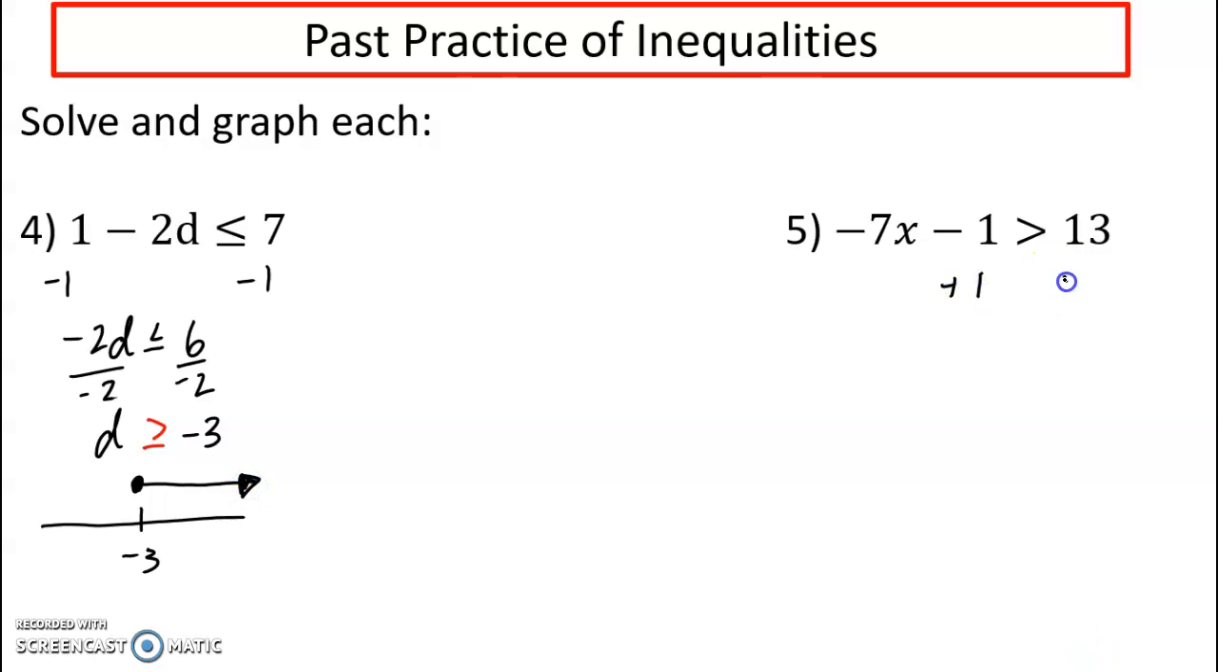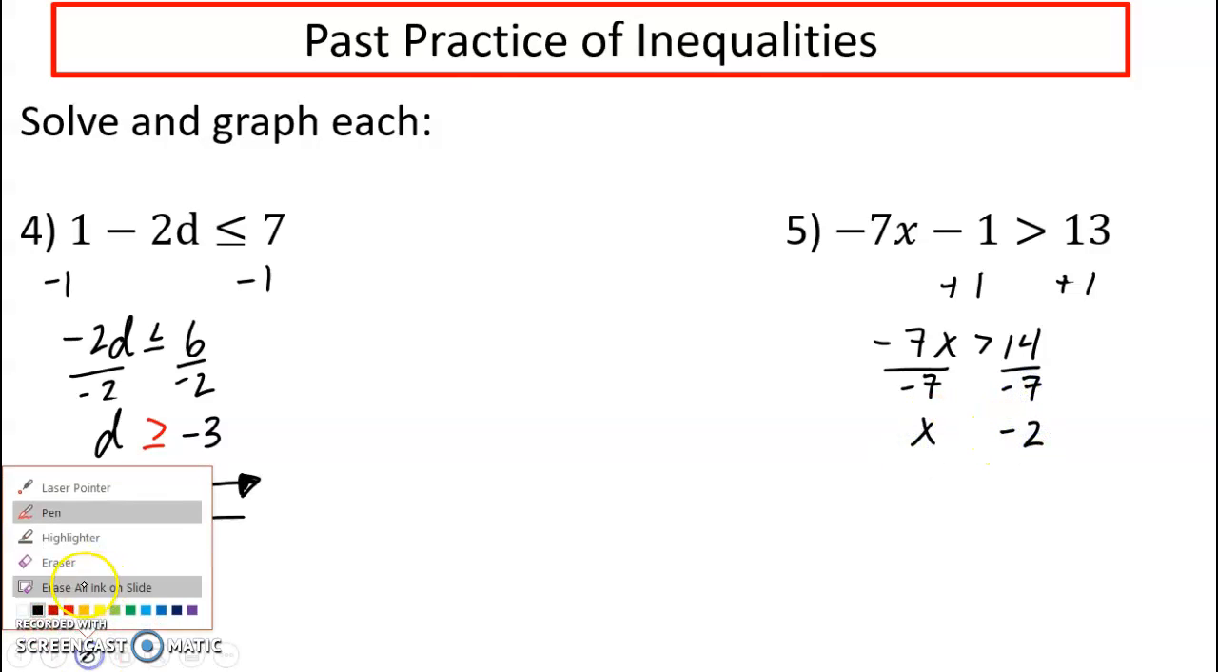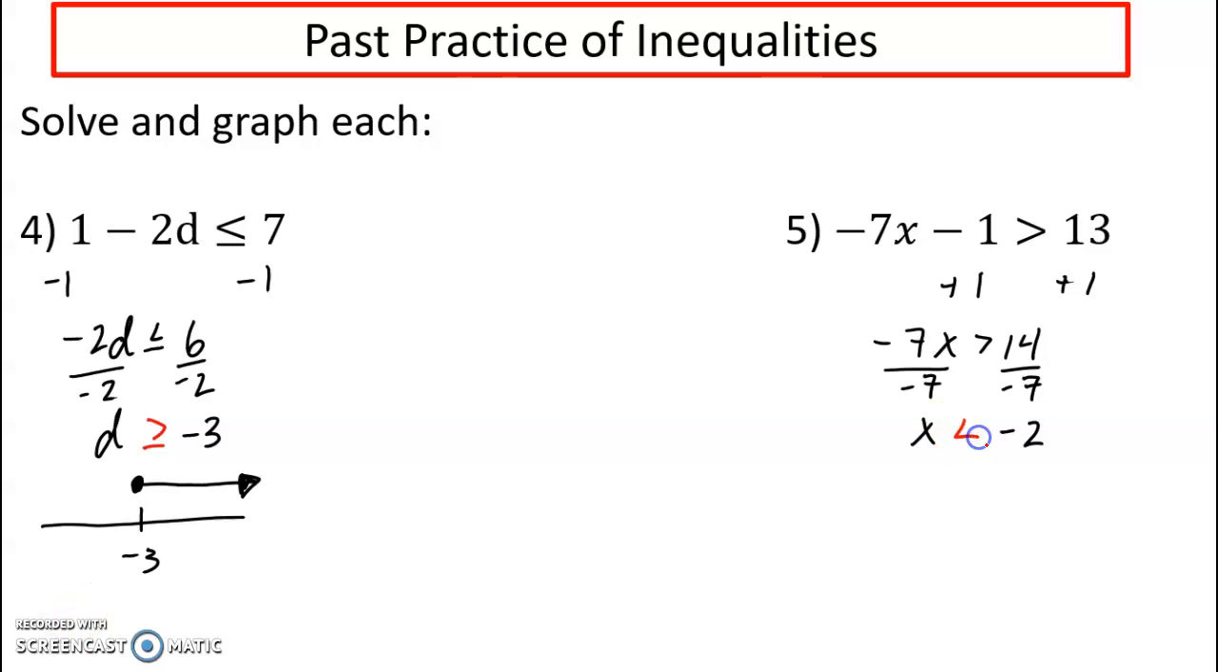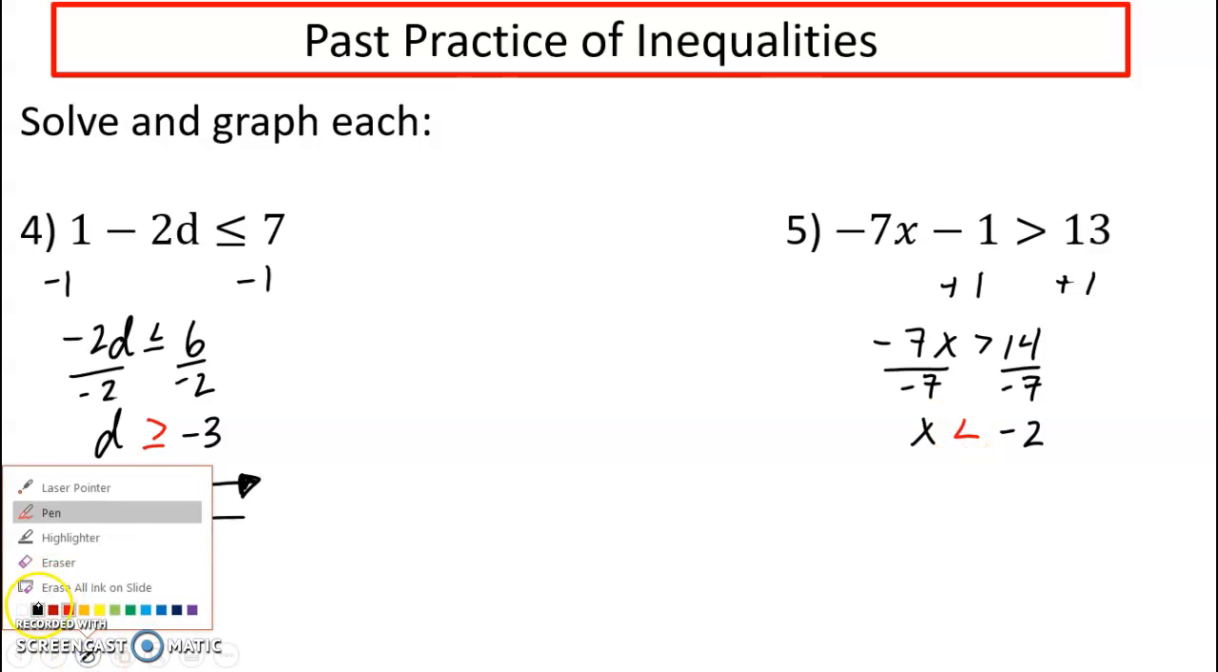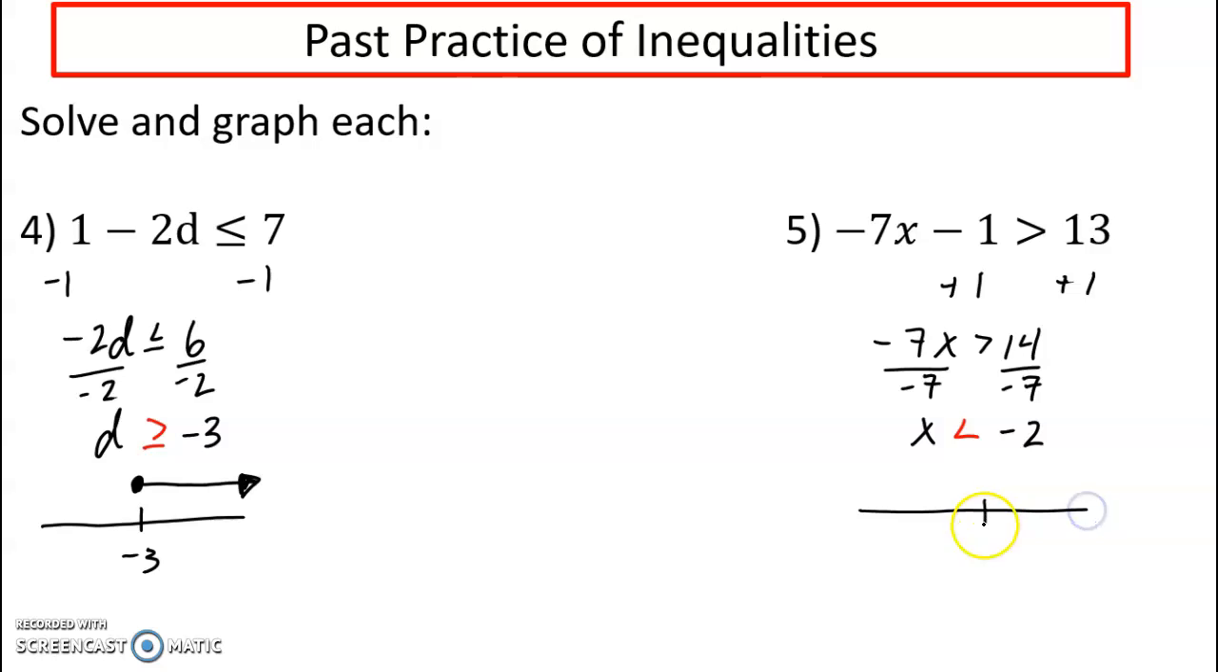All right, now I'm going to add 1. -7x is bigger than 14. Divide by -7. So now I divide by a negative. X is less than -2. I change that direction. Open circle at -2, and I shade everything to the left.